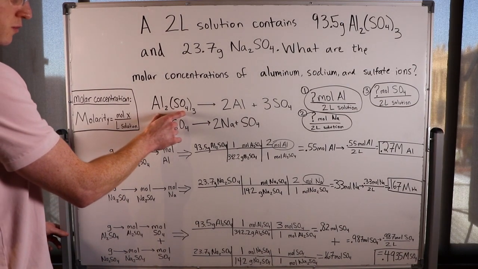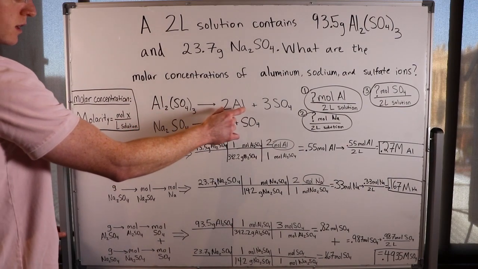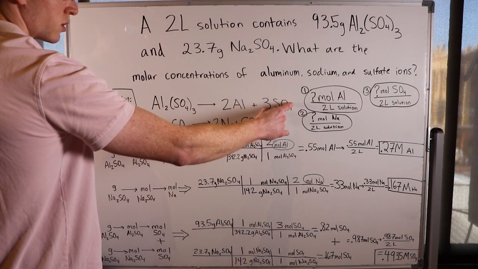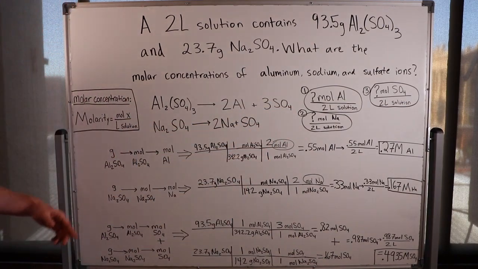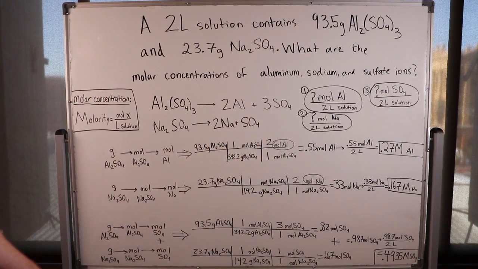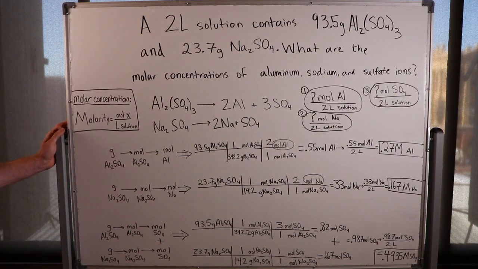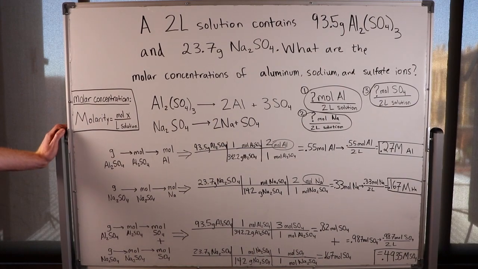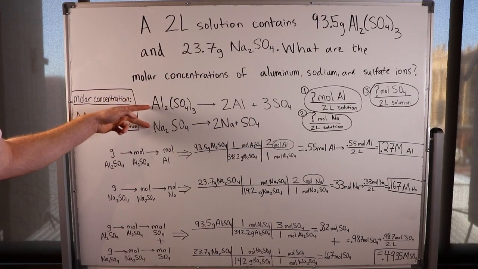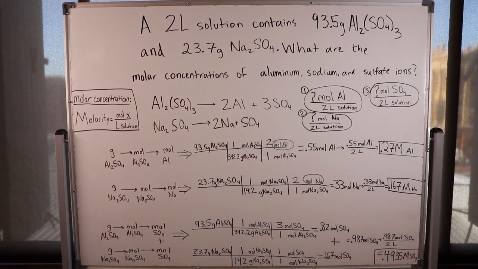And we know aluminum sulfate is made up of 2 aluminum atoms and 3 sulfate atoms. I'm sorry, 3 sulfate compounds. And then sodium sulfate is made of 2 sodium ions and 1 sulfate compound. So now we have balanced chemical equations. And let's remind ourselves, how do we get from initially grams of reactant to moles of product?